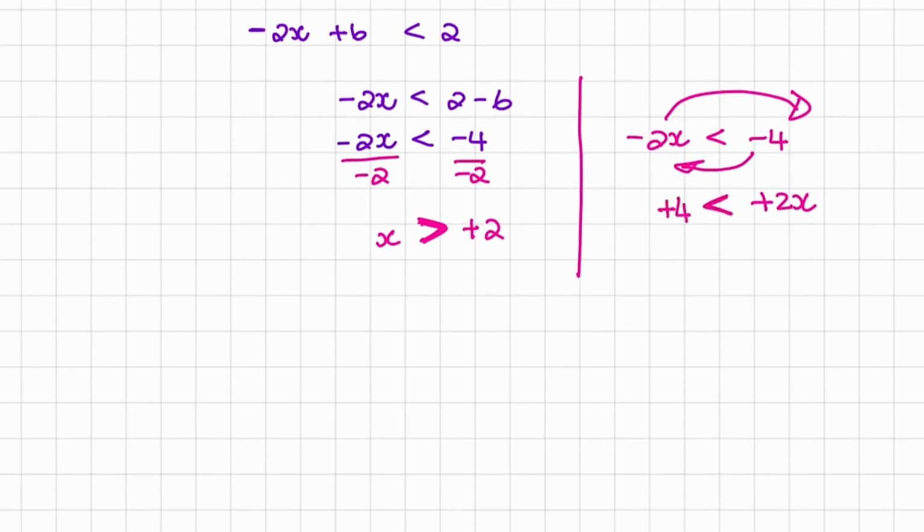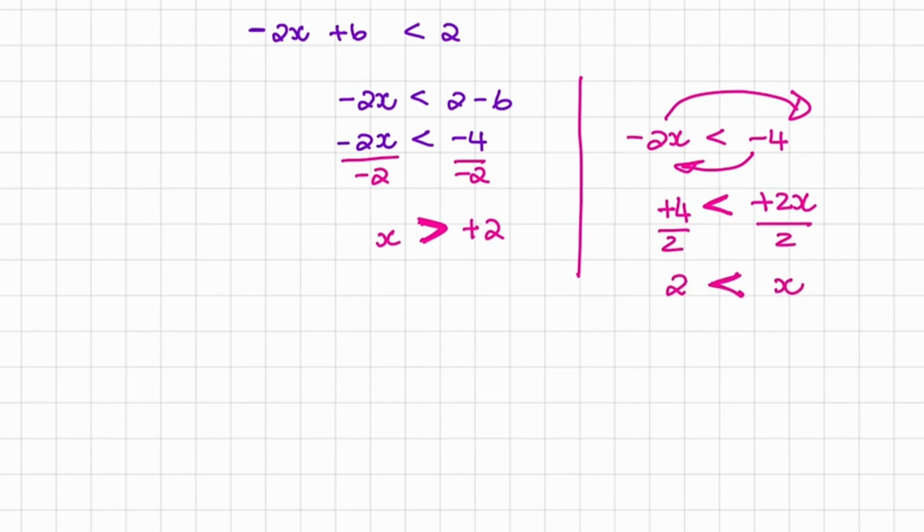And notice now the direction of the inequality hasn't changed because we simply moved the negative 2x to the right and the negative 4 to the left. And you're allowed to do that without changing the inequality. Now, in order to solve for x, I can divide both sides by 2. So 4 divided by 2 is 2, and that is smaller than x.